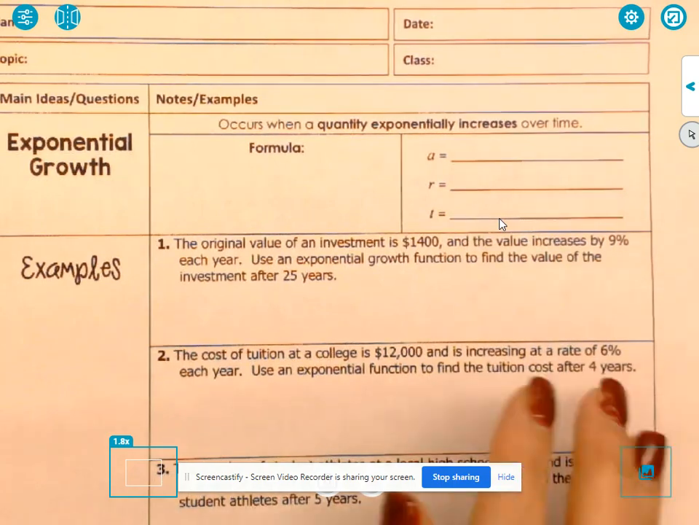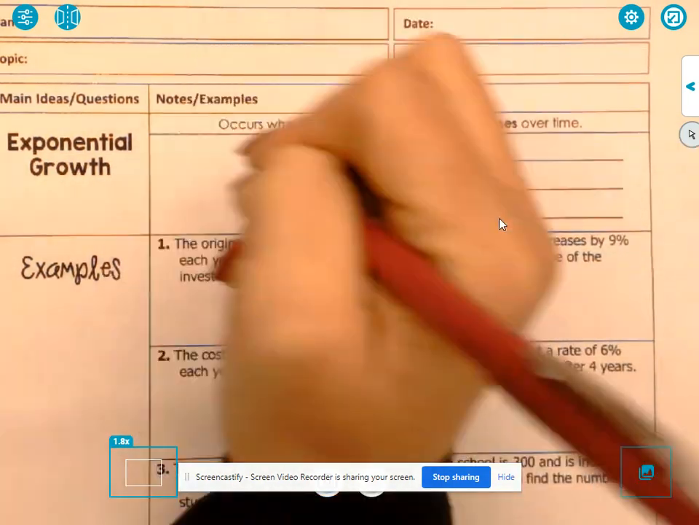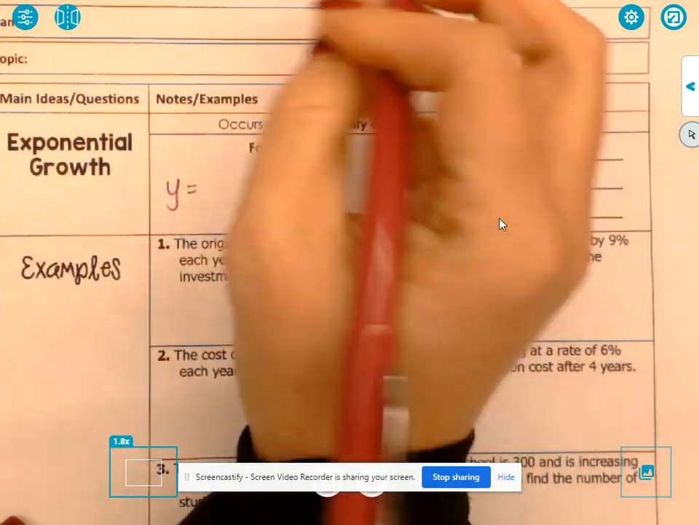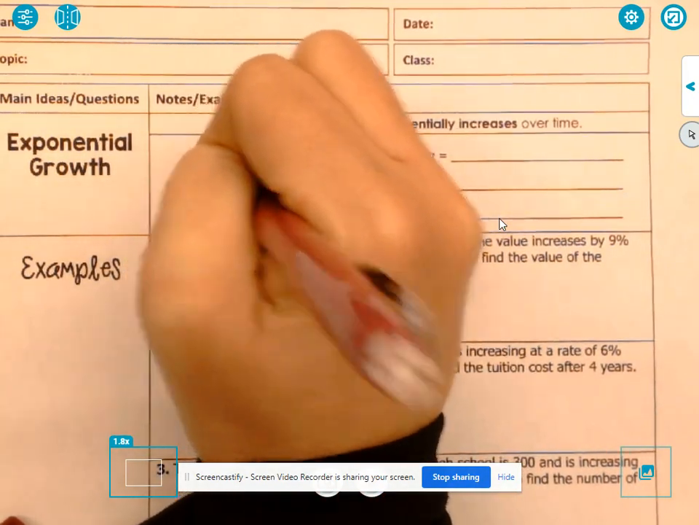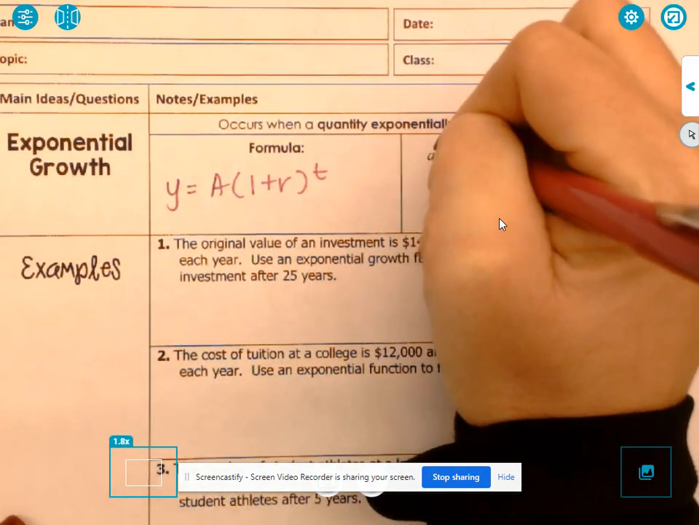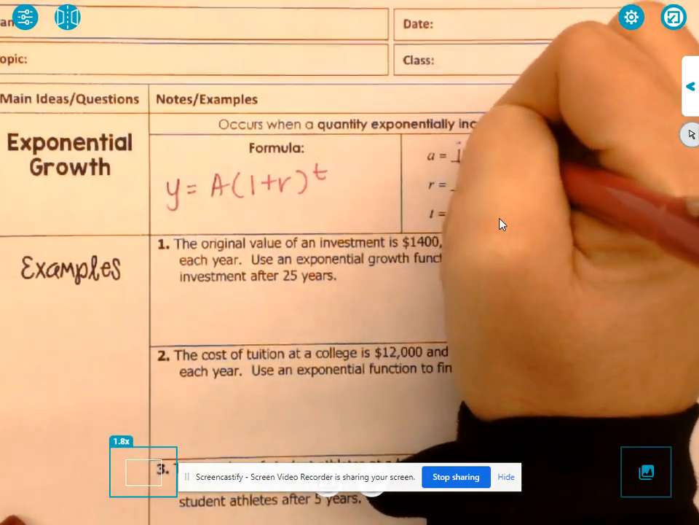Okay, so exponential growth and decay. The first one we're going to talk about is growth. We did treat these separately in our notes, but the formula is going to be very similar. We're going to start with y equals, and then put our a outside, which is our initial, and then 1 plus r to the t.